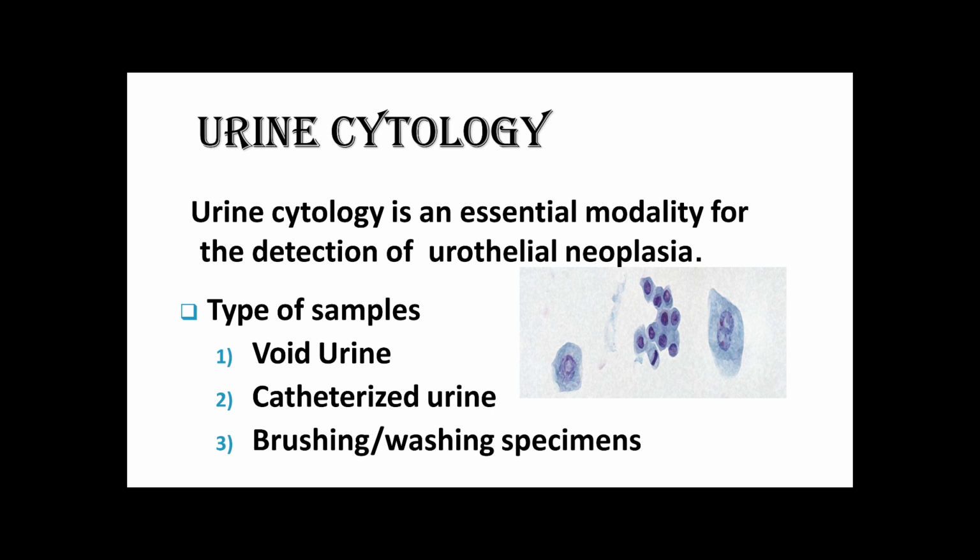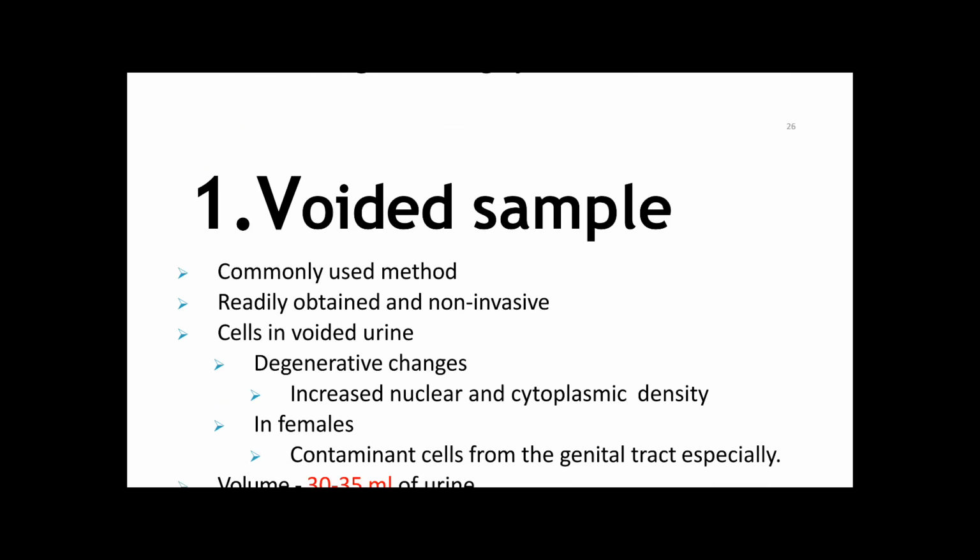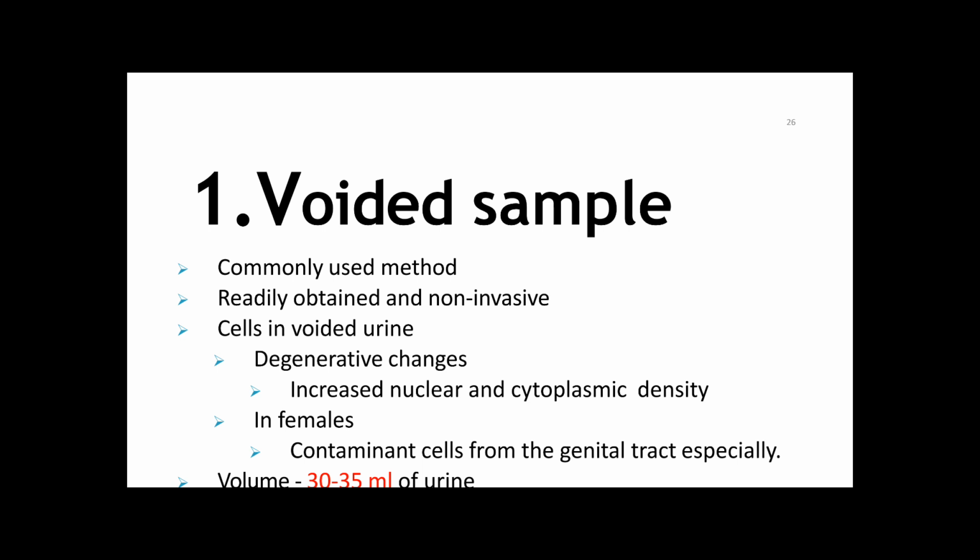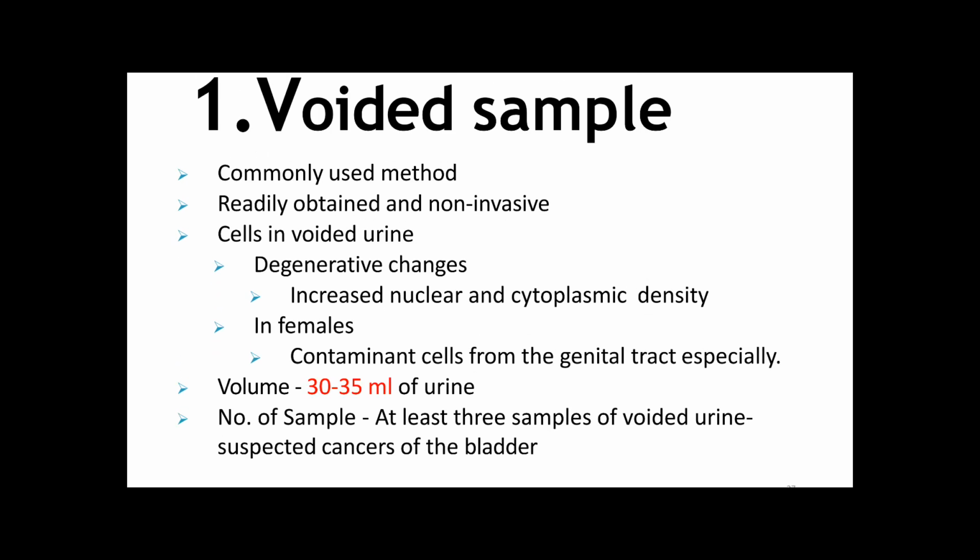So when we consider urine cytology, the urine can be obtained by three methods. One is voided urine, catheterized urine, brushing or washing specimen. So urine for cytology assessment can be obtained by catheterization of the bladder, washing of the bladder with saline, or as a normally voided sample. So, methods of obtaining urine for cytology. First one is the voided urine sample.